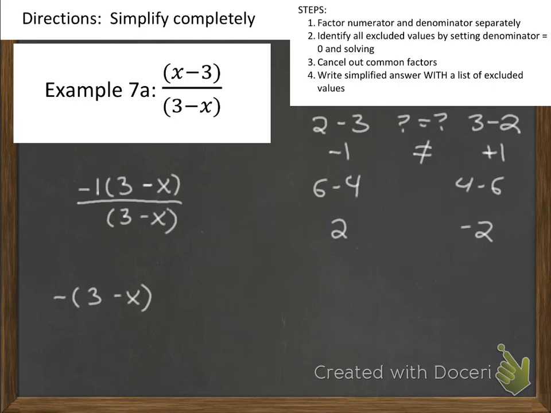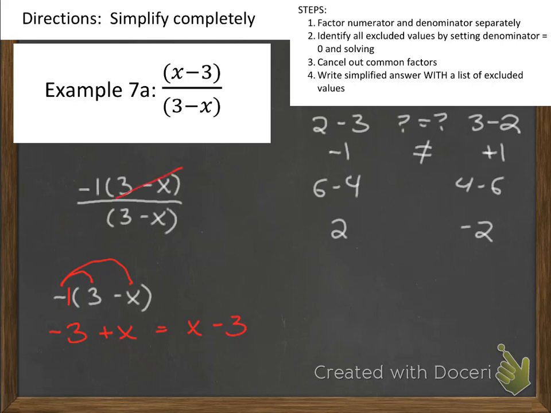If you're skeptical and you don't believe me, let's just use the distributive property to prove to ourselves that this really is actually true. Remember, there's a 1 here, so negative 1 times 3 is negative 3. And negative 1 times negative x would give me a positive x. That gives me negative 3 plus x, or x minus 3, which, lo and behold, is exactly what we have here. So, simply by switching the terms and putting a negative sign out front, I can, in fact, have a 3 minus x upstairs and downstairs.